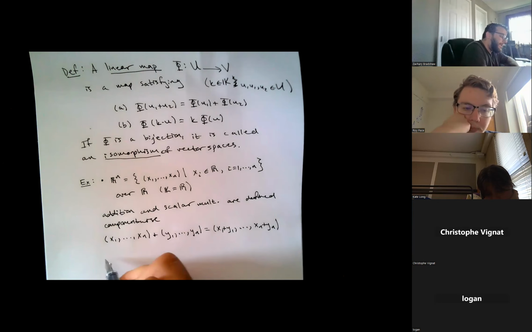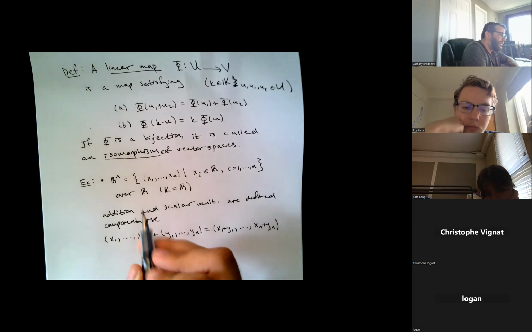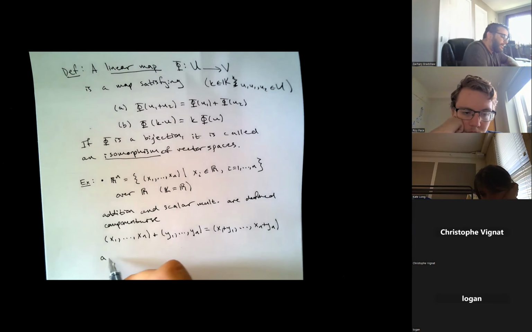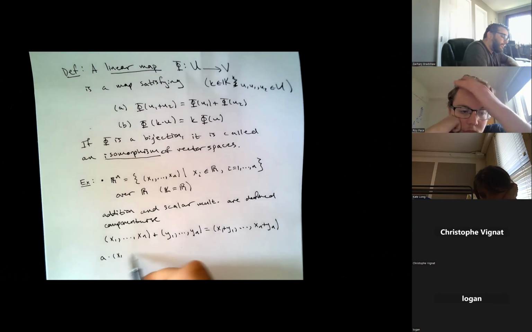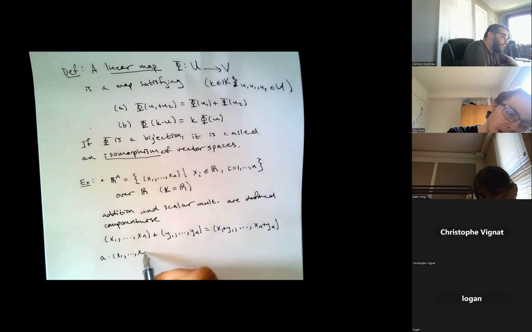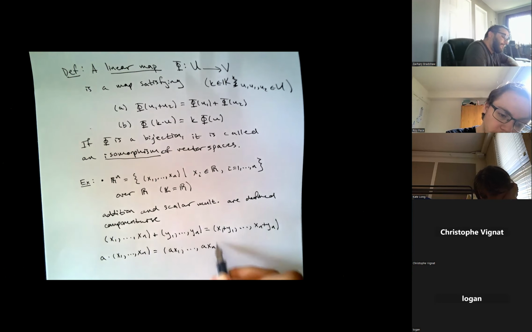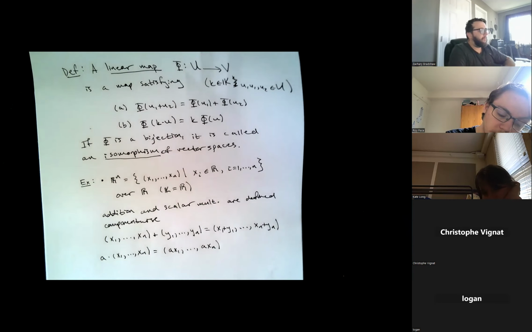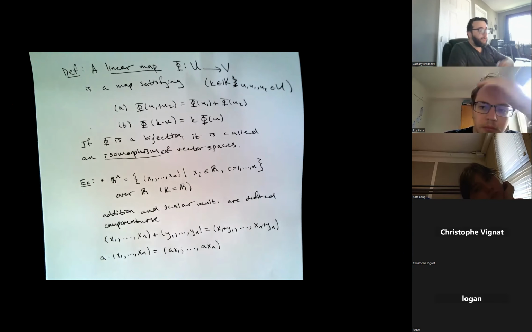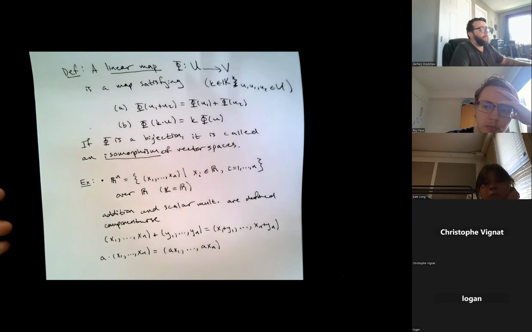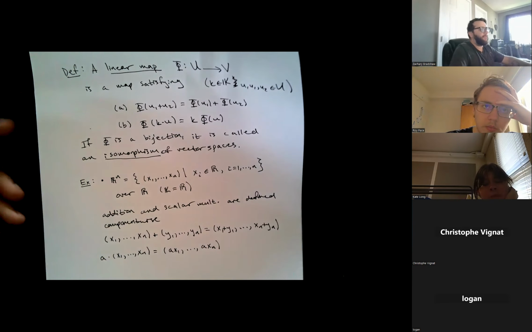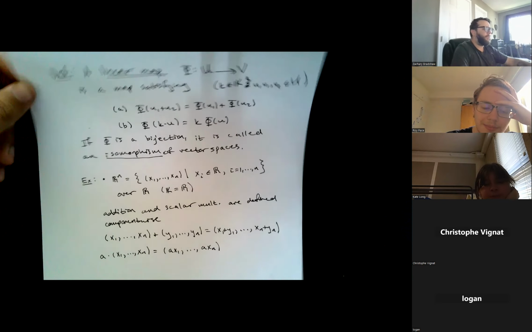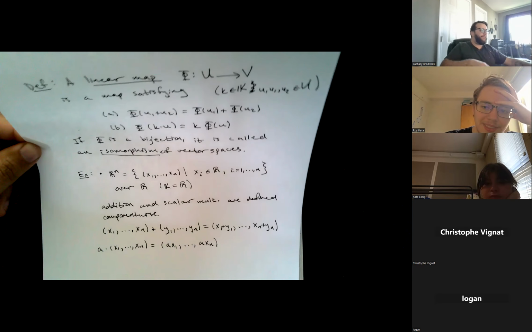If I have a scalar, so something from my field, and I want to multiply it by a vector in Rn, I do that component-wise as well. This is a times x1 through a times xn. Okay, so you put all this together, and what you get is a vector space. So you can check all the axioms if you like. There are too many for me to do right here, but it's true, I promise.